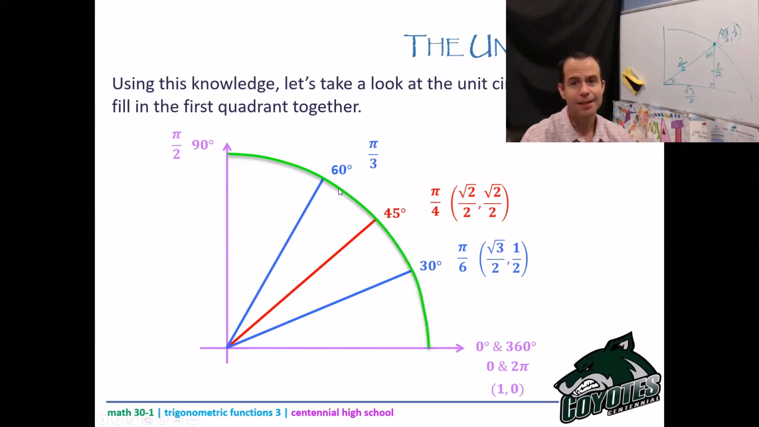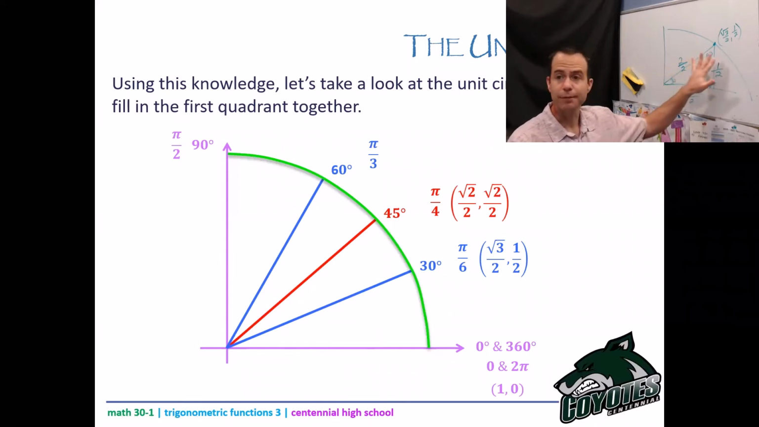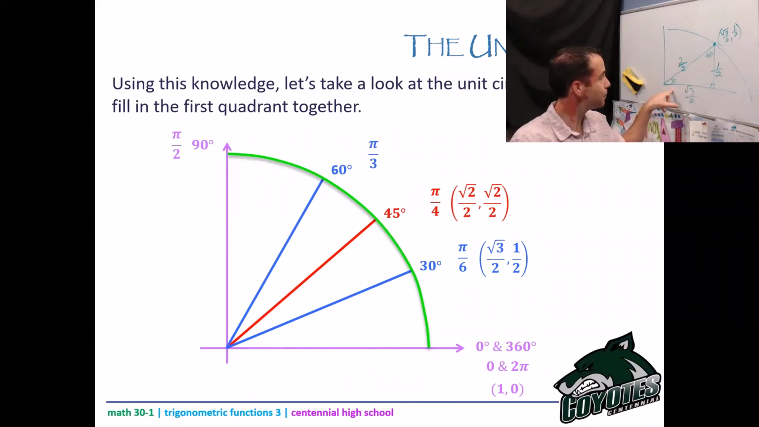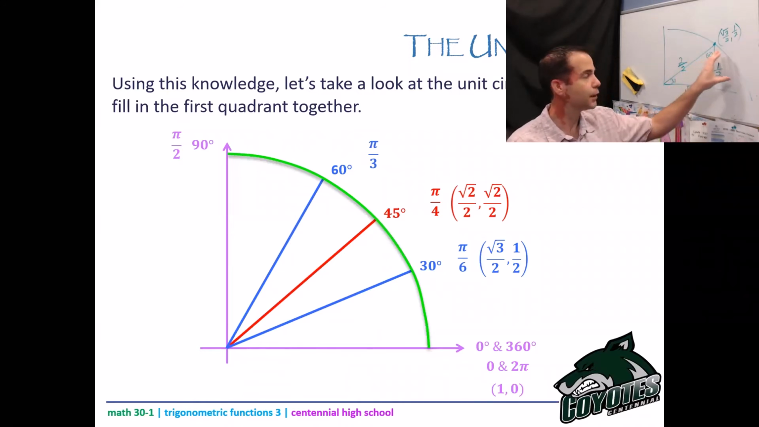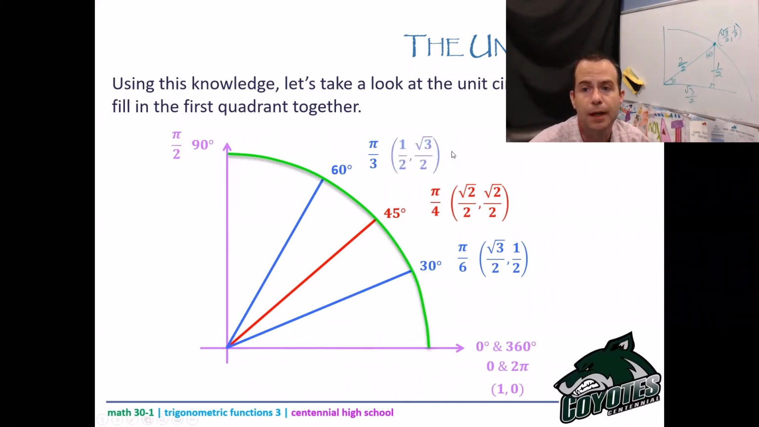Then pi over 3 and 60 degrees, what I need you to see is that's just the flipped version of this. The 60 would be here, the 30 would be here, which means the 1/2 would be down here, and the root 3 over 2 would be there. So they actually just flip. So that becomes 1/2, comma, root 3 over 2.